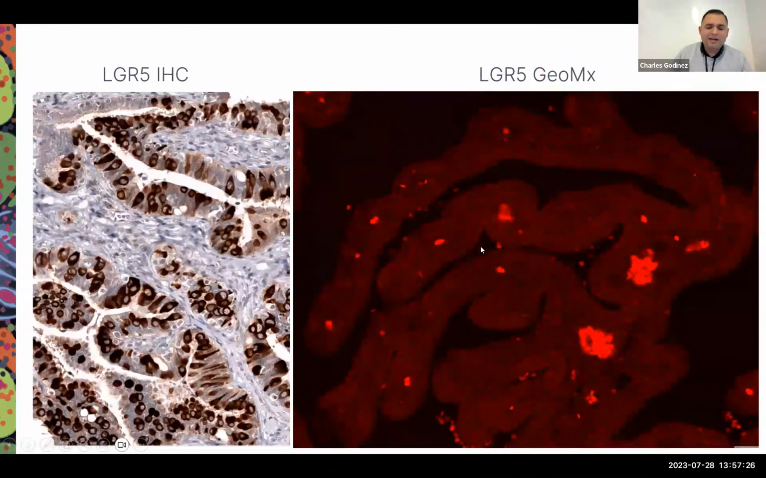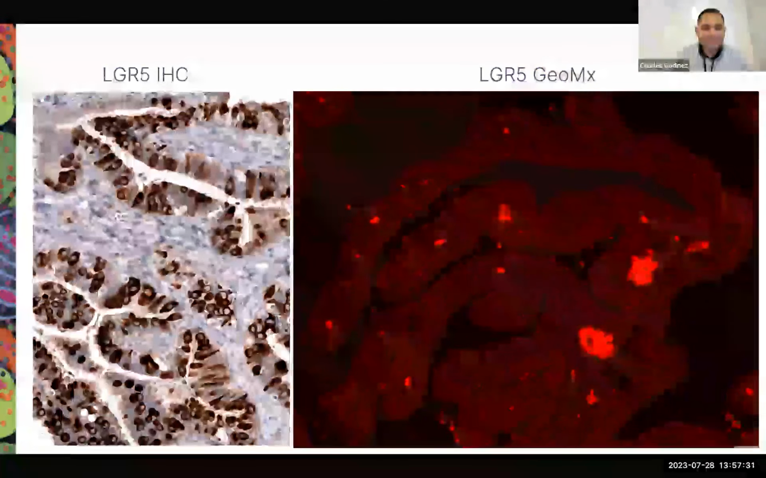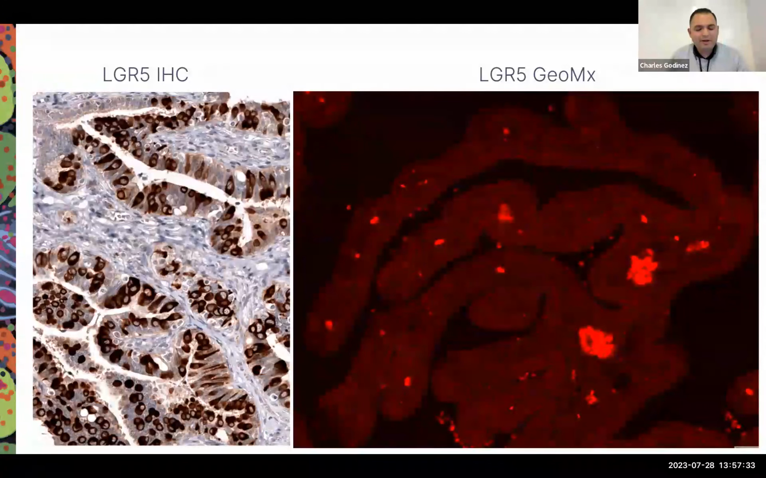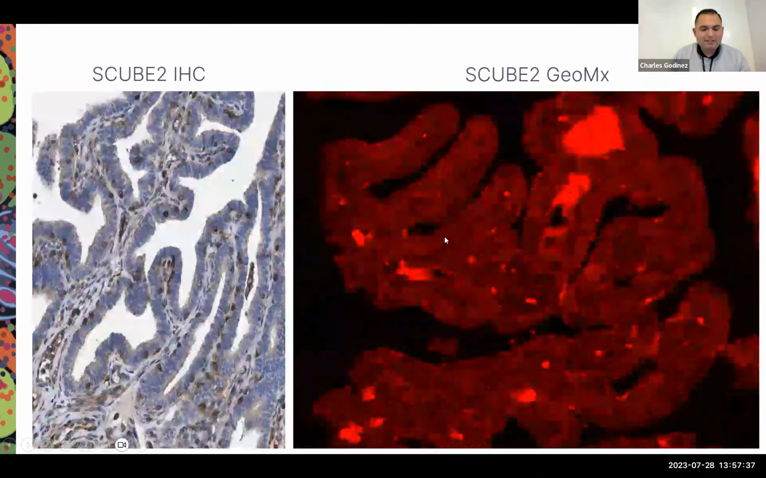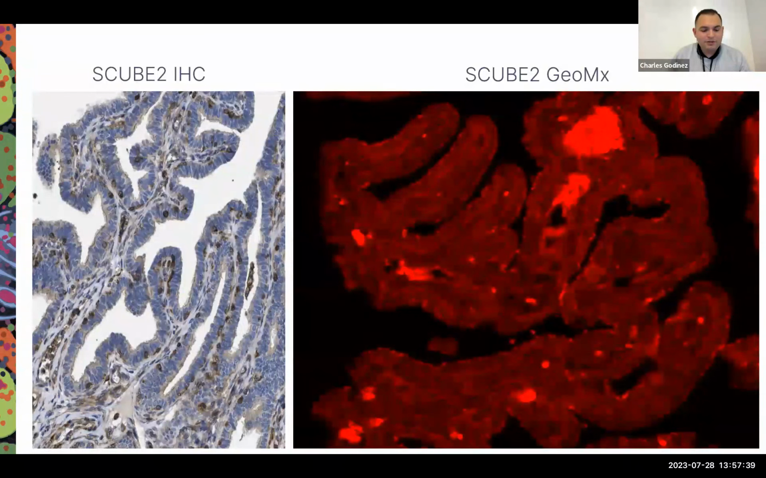Now, if you recall from the IHC image we showed earlier on the left, we expected LGR5 to stain for the PEG cell population, but unfortunately, the antibody did not perform as expected. And here's the geomic scan for SCOOP2, and unfortunately, we did not receive the results we expected. SCOOP2 also appears to just stain red blood cells in the lamina propria.